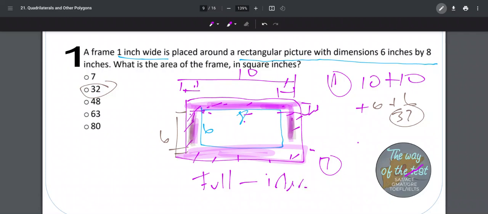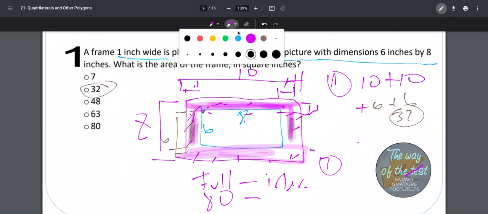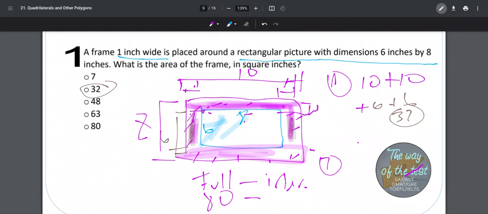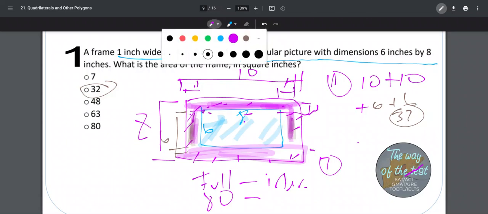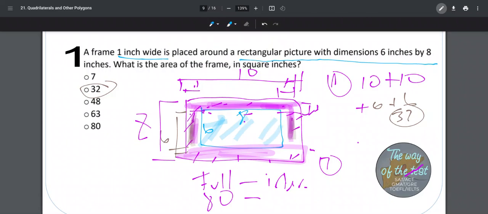So we have the full area will be 10 by... So this is 10. And this will be 8 because it's 6 plus 1 on top, 1 on the bottom. So we have 80. So the area is 80. And from there, I'm going to subtract the area inside, which I'm going to put in blue, which is 6 times 8, which is 48. So 80 minus 48 is going to give me the same answer, 32.